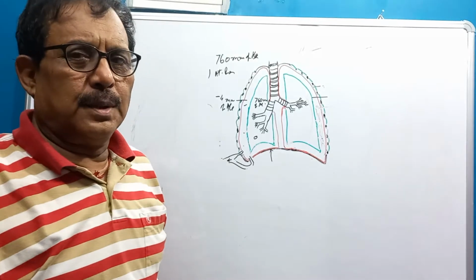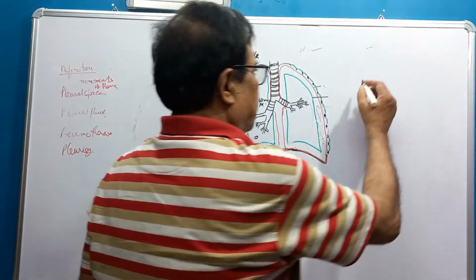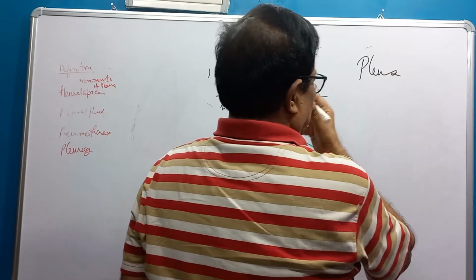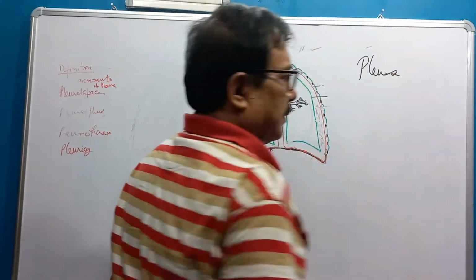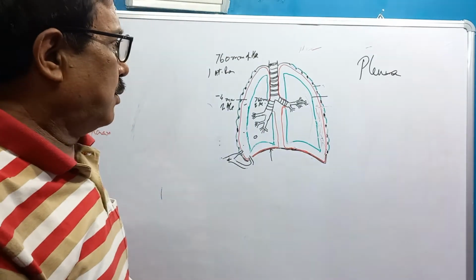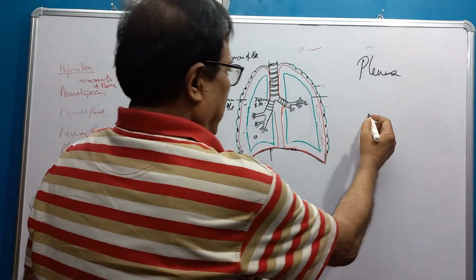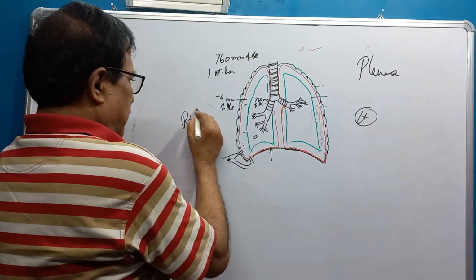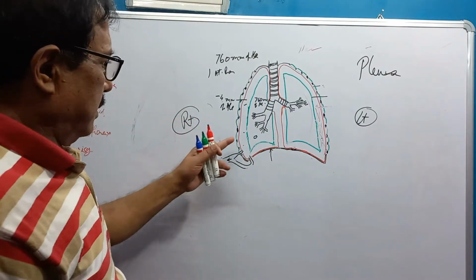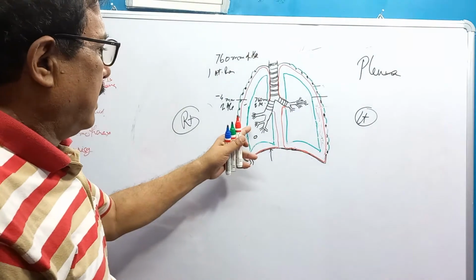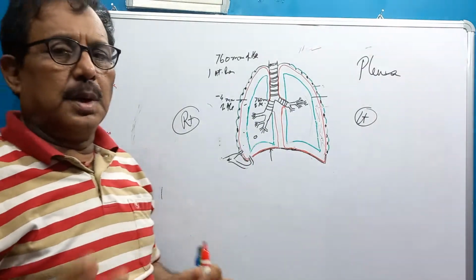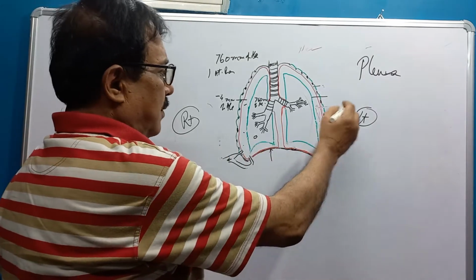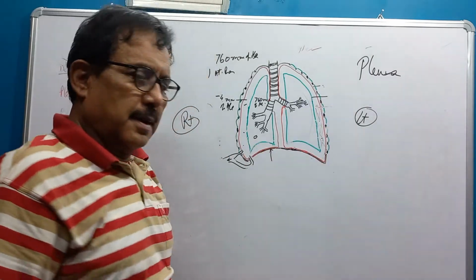And welcome. Today we will learn about the pleura. Pleura is the covering of the lung. It has two layers. We have two lungs, right and left, and each lung has its own pleura.